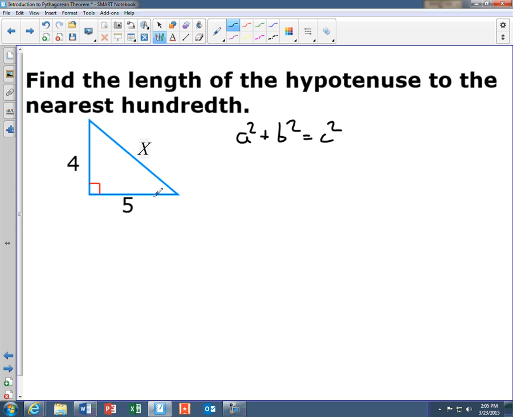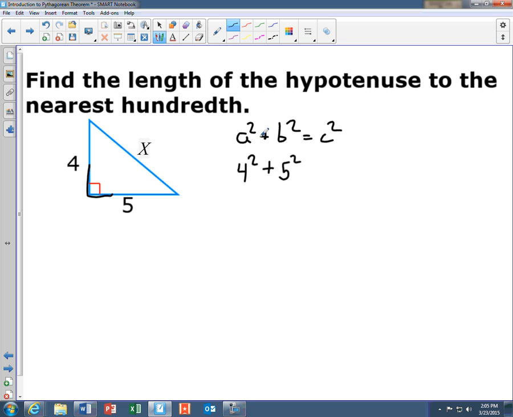So the 4 and the 5 are both legs. The 4 is a leg because it touches the right angle. The 5 is a leg because it touches the right angle. And remember, right angles form an L, so these are our legs. Legs can either be a or b, and it doesn't matter which one you put it in for. So if one of the legs is 4, I'm going to put that in place of a, and that is 4 squared. Plus, 5 is the other leg, so I'm going to put that in for b and call that 5 squared.